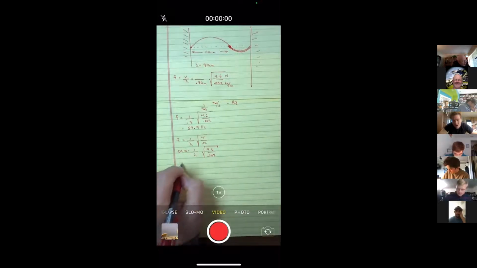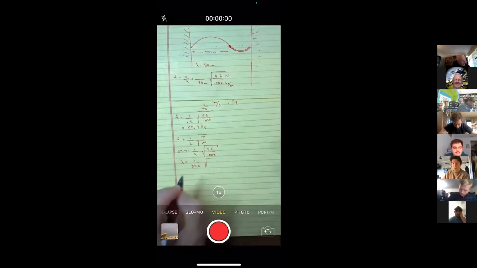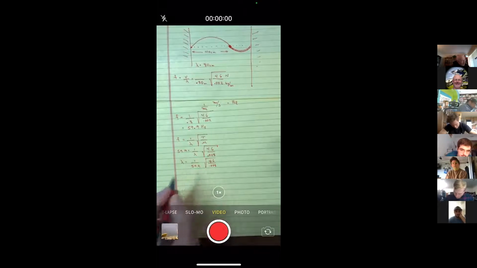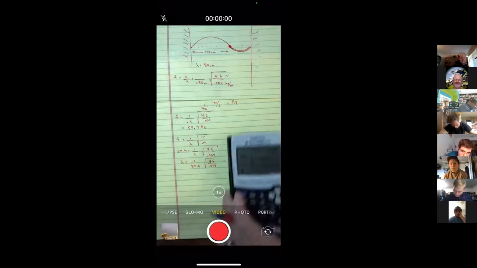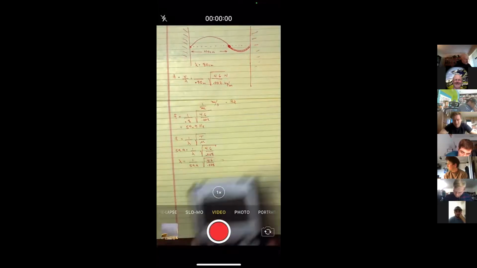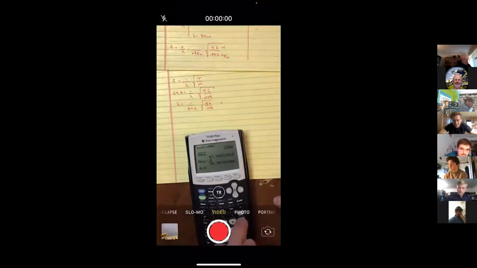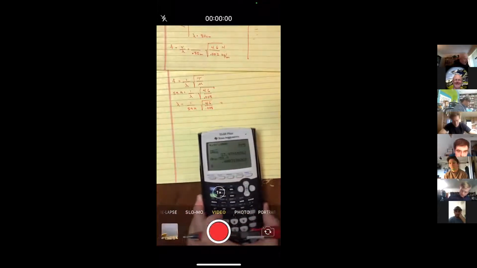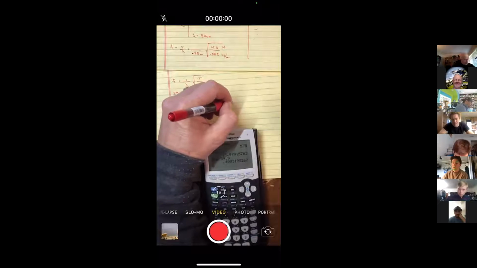0.008. So the wavelength would look like this, 1 over 59.9 square root of 4.6 over 0.008, and grabbing a calculator. 4.6 divided by 0.008, taking the square root, then dividing that by 59.9. Looks like I got a wavelength of 0.40 meters.